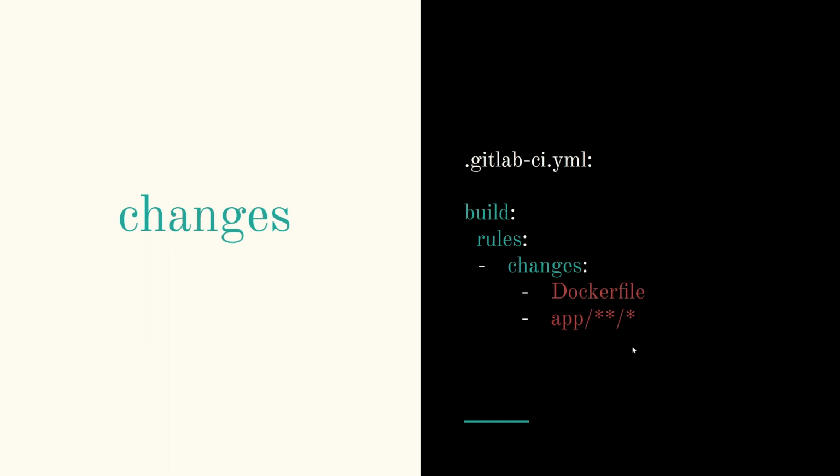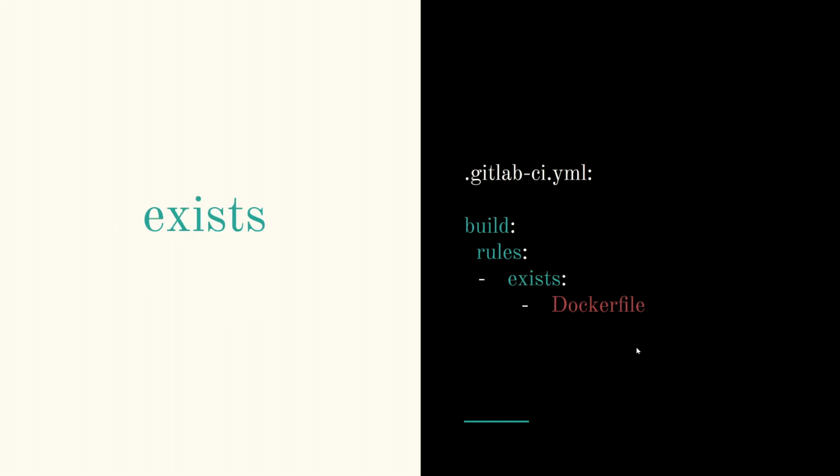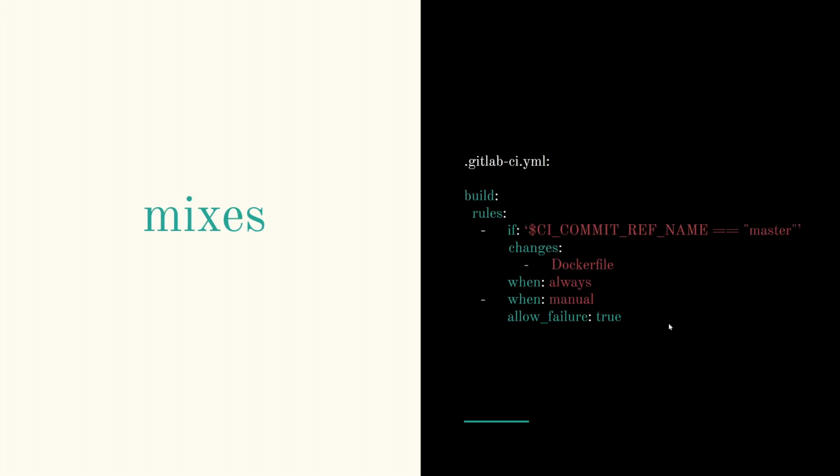So if there is no change or change is only in readme file, for example, then the job will not be spawned. Another keyword is exists. It's similar to changes keyword. It evaluates to true when there is such a file. So in this example, the job will be created if there is Dockerfile. You can mix these clauses, so you can use all of them within one rule.